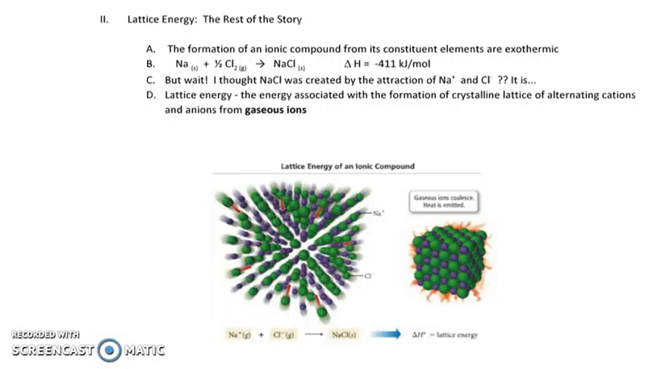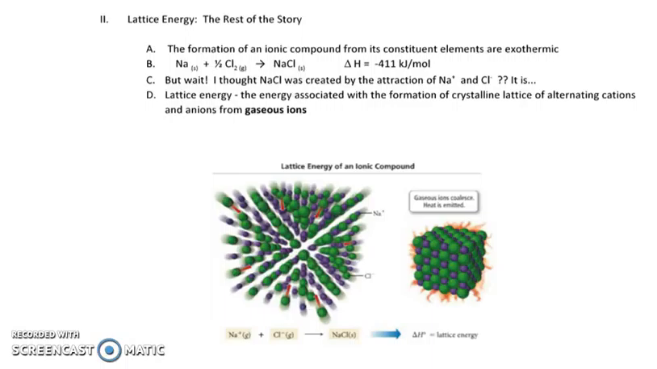Let's go back and review lattice energy really quickly before we hit Chapter 9.10, which talks about bond energies. If you were not here on Friday, we briefly talked about lattice energy. If you remember, lattice energy is the energy associated with the formation of the crystalline lattice of alternating cations and anions from gaseous ions.